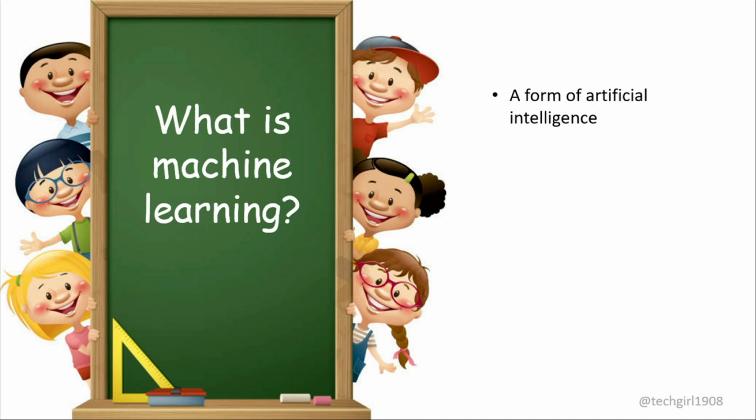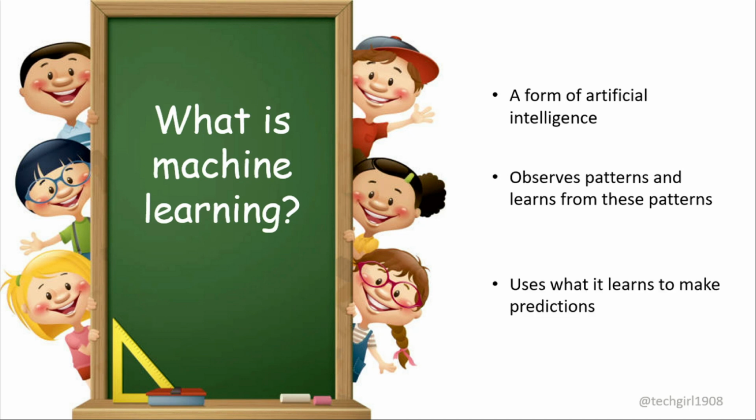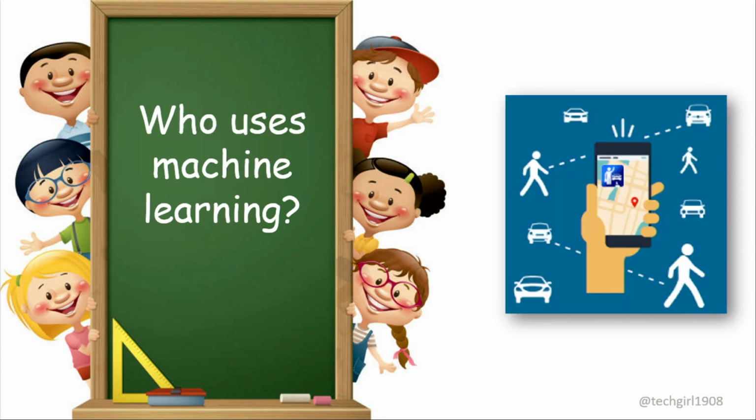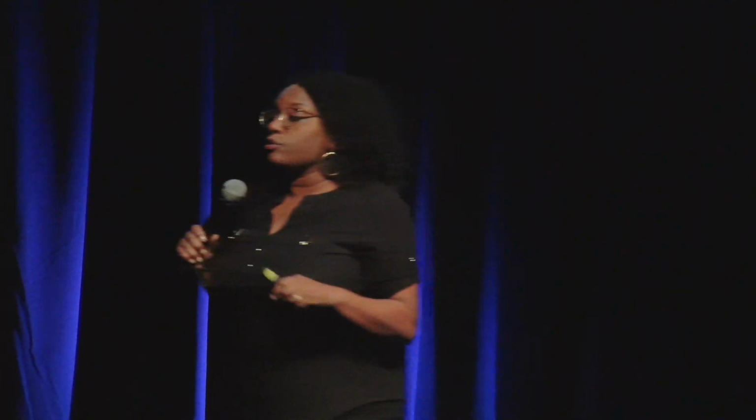So what is machine learning? It's a form of artificial intelligence that observes patterns and learns from these patterns, and then uses what it learns to make predictions. Lots of applications utilize machine learning, ones that we use on a daily basis, like ride-sharing applications. They use machine learning to determine your wait time, to match you with other people if you're going to use a pool, and to determine how much you need to pay for this ride.